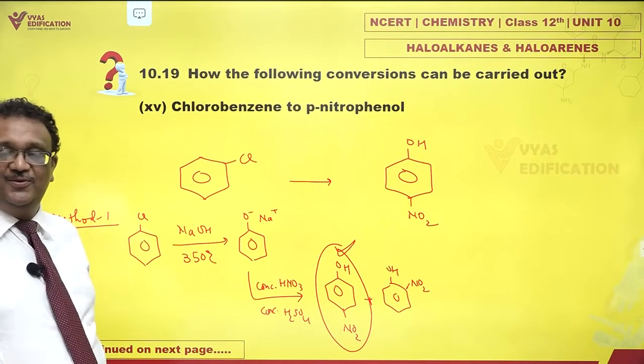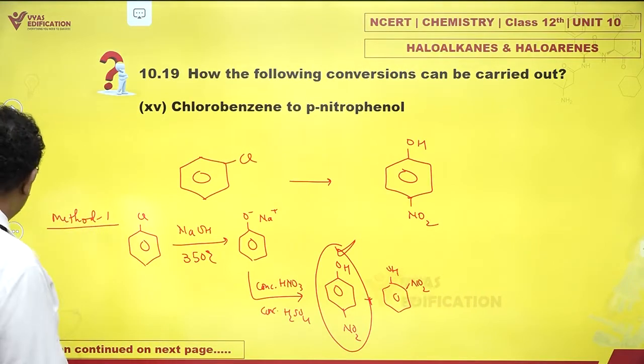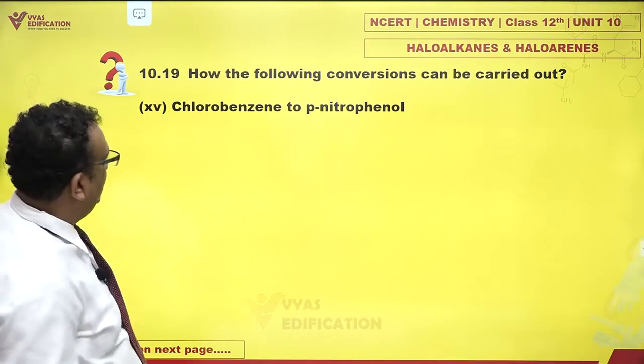This is one method. Is it good? You have to tell me this. Is it good or bad? But then I'll tell you this is method 1. And what is method 2? Let's take a look.